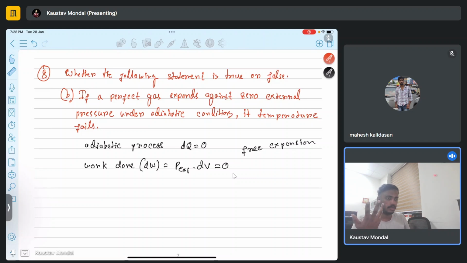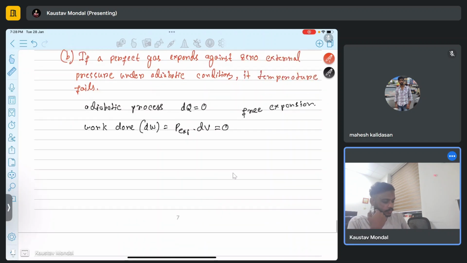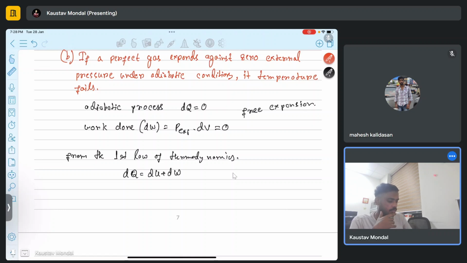So work done will be again equal to 0. From the first law of thermodynamics, we know dq equals du plus dw, right? Now for this problem, dw anyway is equal to 0, dq is also equal to 0, so du is also equal to 0, and du, we know, is cv into dt.